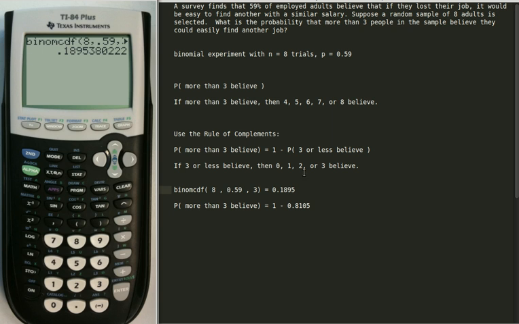So the probability that 3 or less believe is 0.1895. Okay, so you don't want to stop there, because remember, we were after the probability that more than 3 believe, and we were using this rule of complements. So just make sure that you finish here. The probability that more than 3 believe would be 1 minus that probability that the CDF command gave us, and I have a little typo in there, so it should be 1 minus 0.1895 equals.